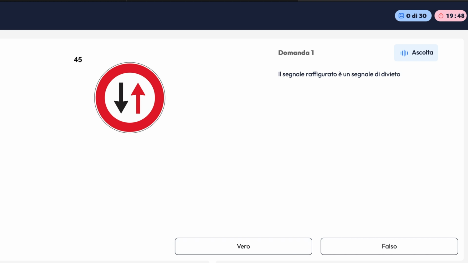And if you remember this sign, this is a sign of dare precedenza negli sensi unici alternati, which simply means you need to give right to the vehicles coming from the opposite direction, which is falso.